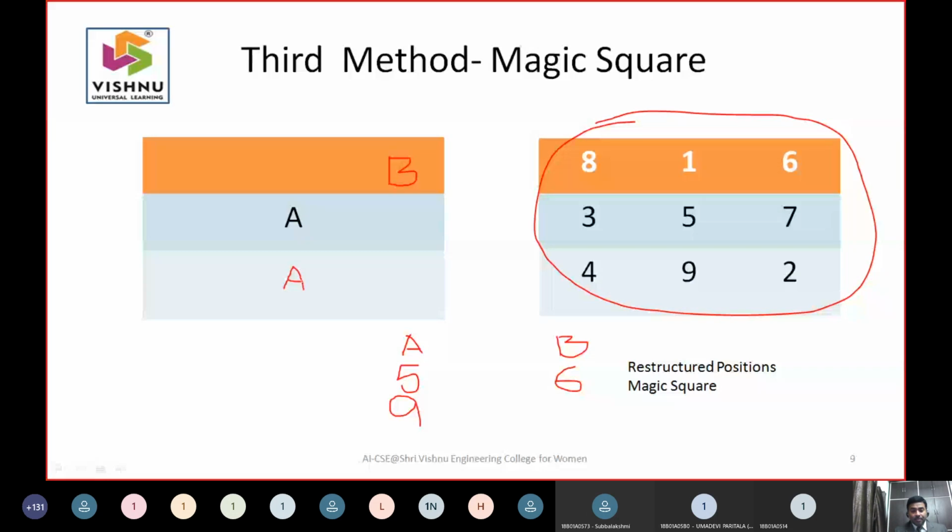Now who has to play the game? B. So what is the total of all the positions of A now? 5 plus 9, how much is it? 14. What is 15 minus 14? 1. Where is 1? 1 is here. So your system says you play 1 here. So obviously your B is kept here.